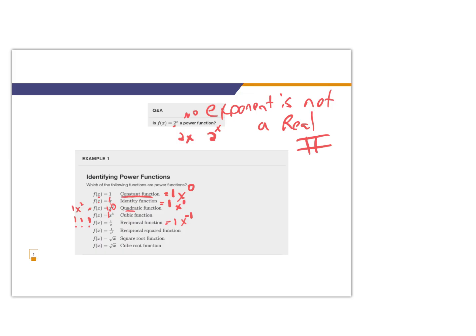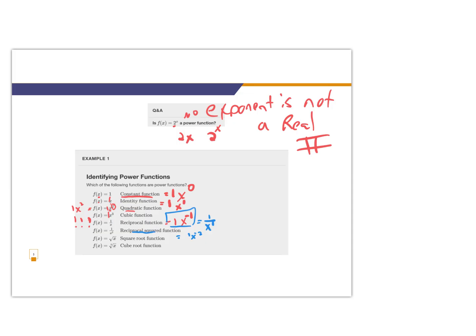So that turns into, change my color, that turns into my 1 over x to the first power. But because it can be written like this, it's legit. So the reciprocal squared that we had in our toolkit just means it's going to look like this, equals 1 times x to the negative 2 power, using the same logic.